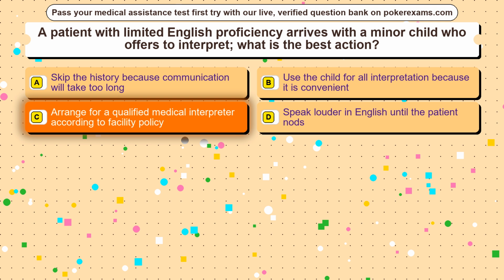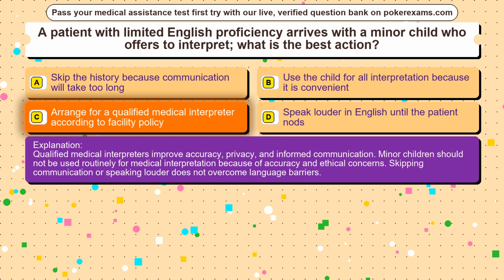The correct answer is option C, arrange for a qualified medical interpreter according to facility policy. Qualified medical interpreters improve accuracy, privacy, and informed communication. Minor children should not be used routinely for medical interpretation because of accuracy and ethical concerns. Skipping communication or speaking louder does not overcome language barriers.